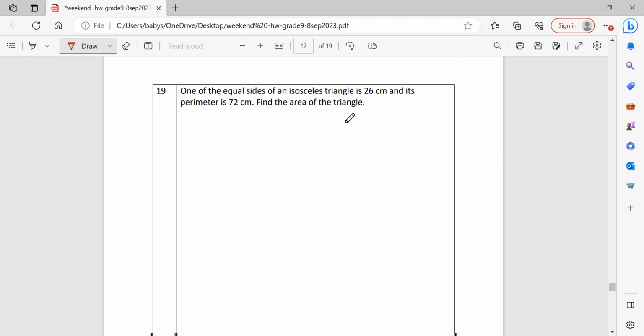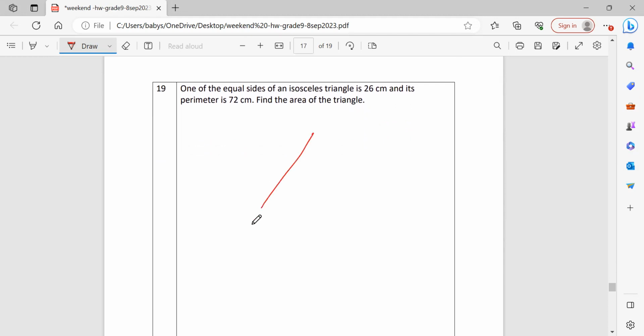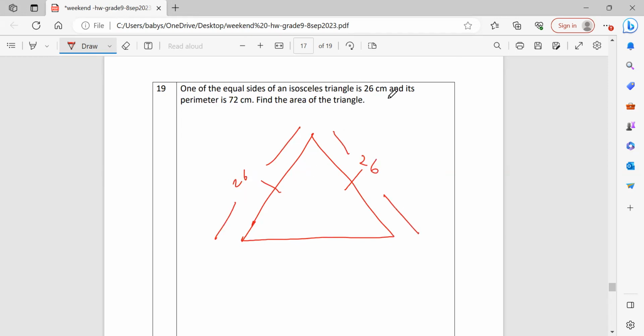Next is, one of the equal sides of an isosceles triangle is 26 centimeters. So in an isosceles triangle, two sides will be equal. That means the other one also will be 26. One of the equal sides, isn't it? And its perimeter is 72.